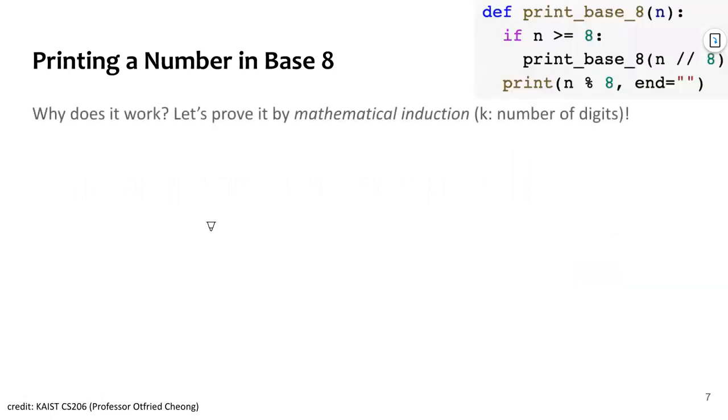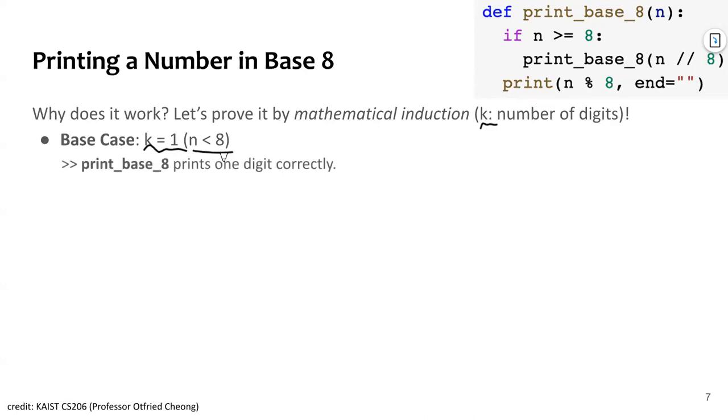So why does it work? Let's prove the functionality of print base 8 by mathematical induction. And here, K denotes the number of digits. So first, the base case is when K is 1. We have just one digit. And as I told you, this corresponds to the case where n is smaller than 8. In this case, print base 8 prints one digit correctly.